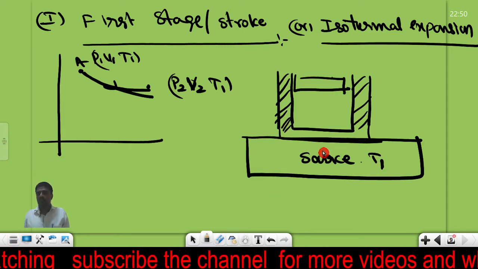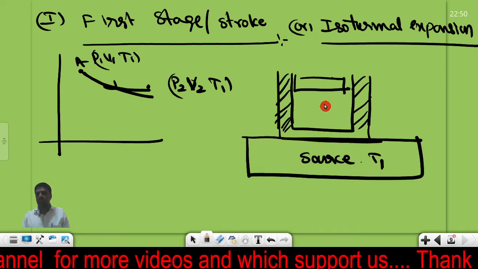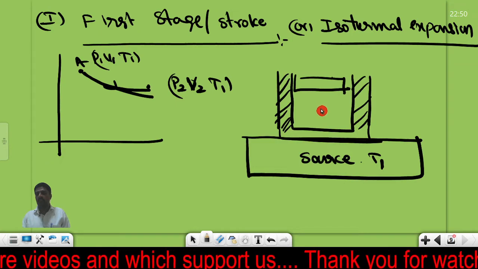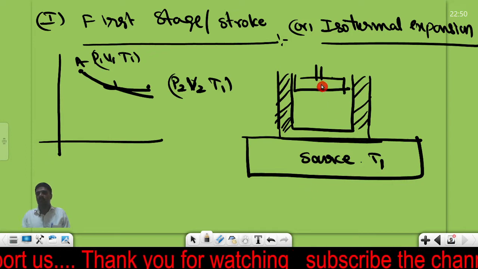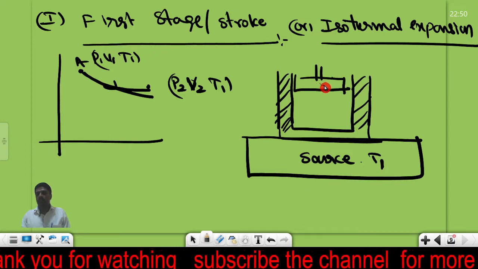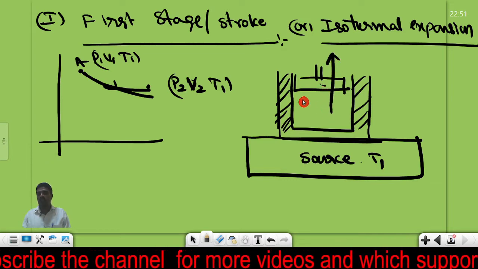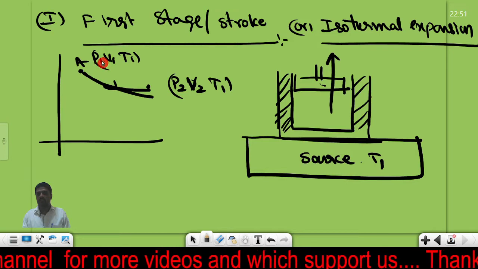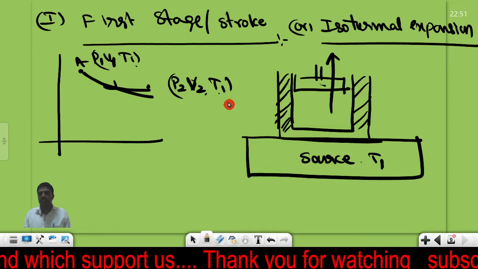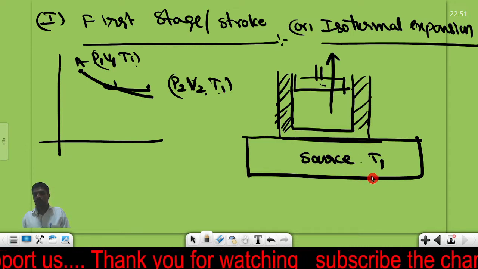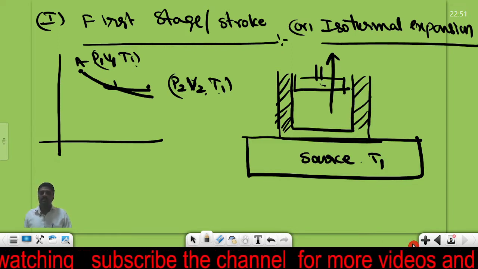As the temperature is T1, the process in the working substance is purely isothermal. Then we allow this gas to expand, so pressure and volume will vary: P1 and V1 change to P2 and V2, but the temperature is maintained because the cylinder bottom surface is in contact with the source.